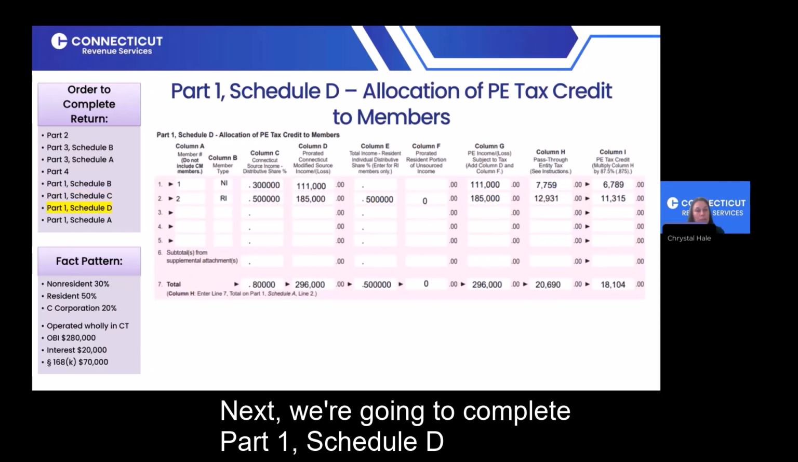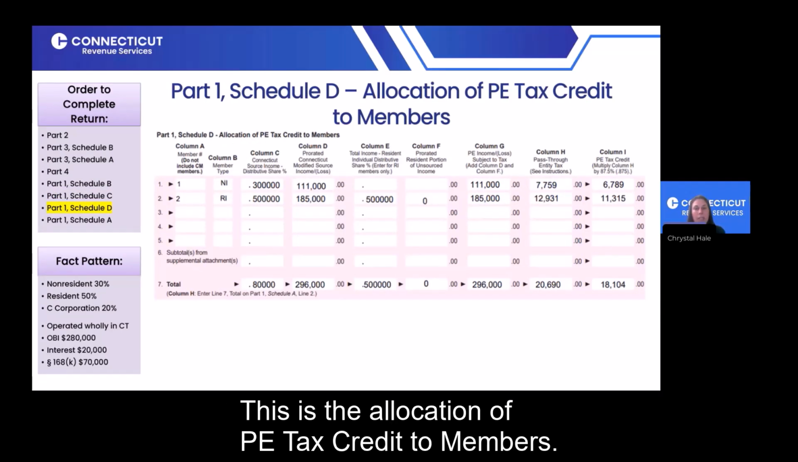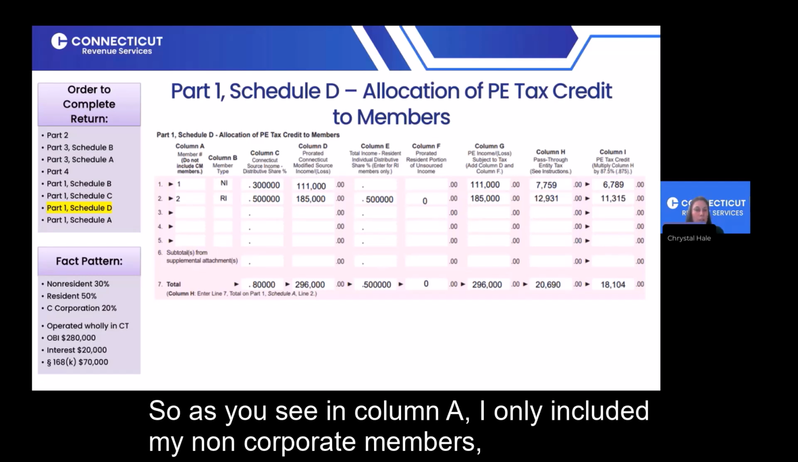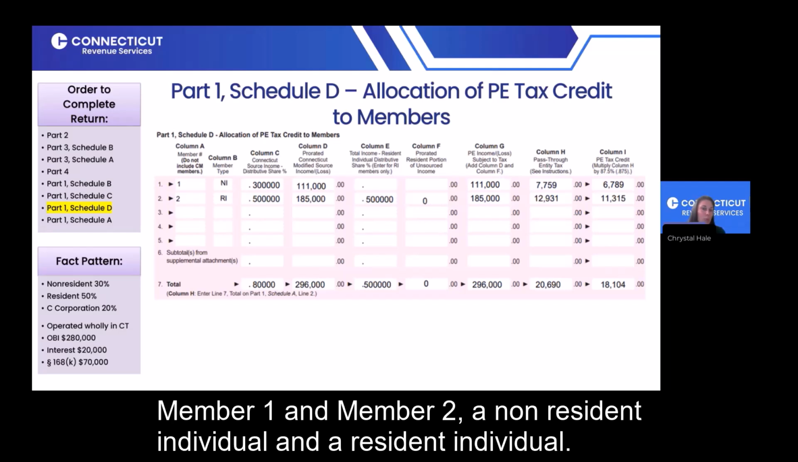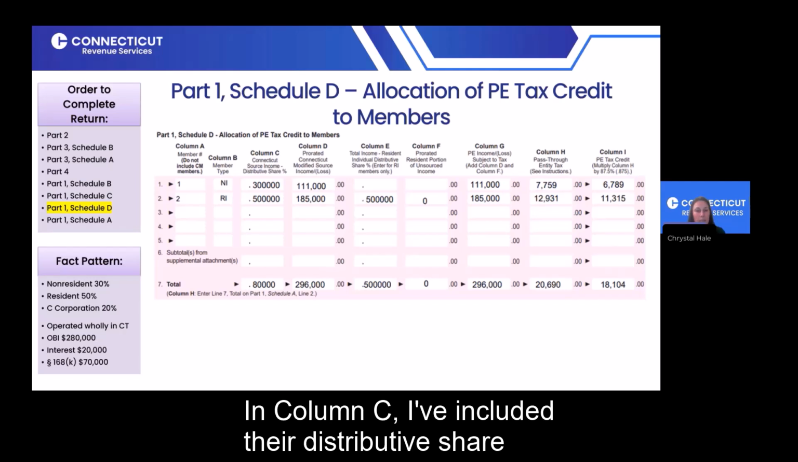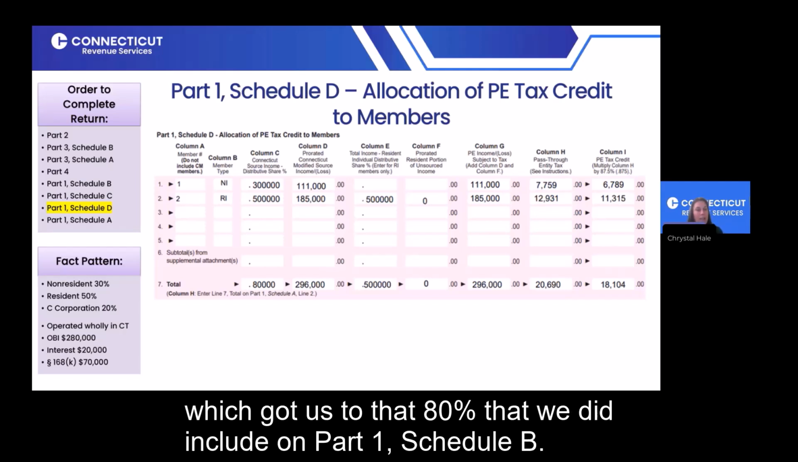Next, we're going to complete Part 1, Schedule D. This is the allocation of PE tax credit to members. As you see in column A, I only included my non-corporate members, member 1 and member 2, a non-resident individual and a resident individual. In column C, I've included their distributive share, which got us to that 80% that we did include on Part 1, Schedule B.